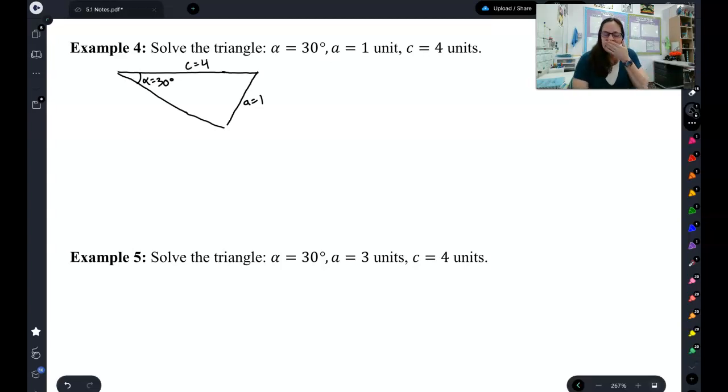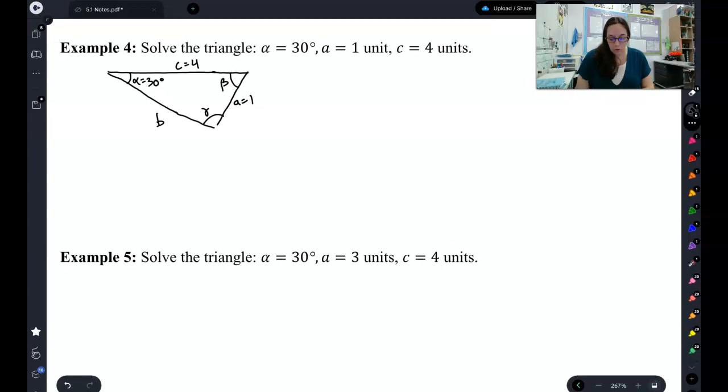So I'm going to say that's C. So that would make this gamma, because they're across from each other, which would make this B and this beta, so that they're across from each other. So once again, I notice very quickly I have side, side, and an angle that is not between them. This is side-side-angle, which means we need to do our test.